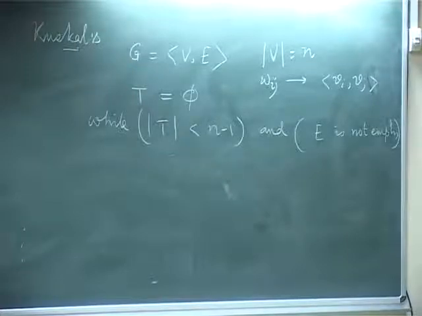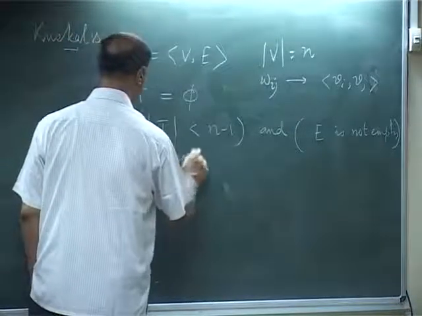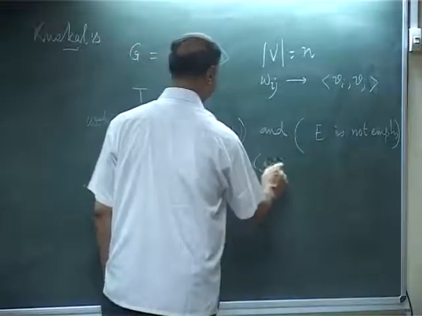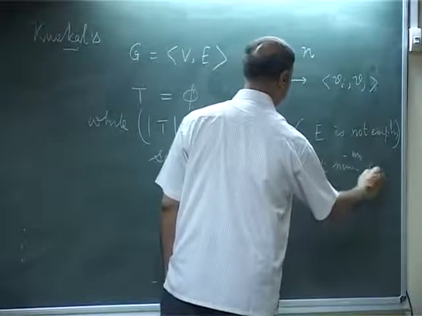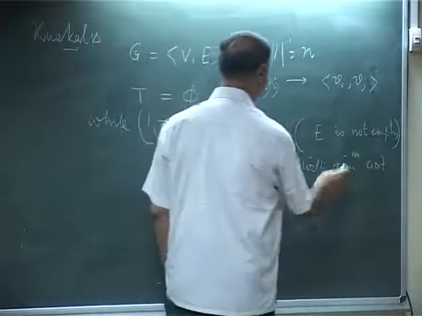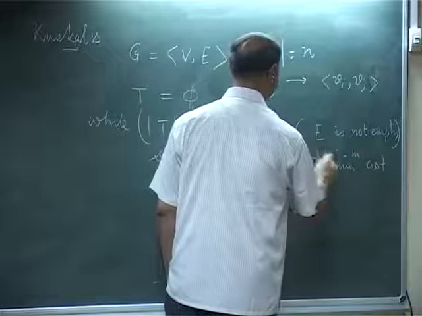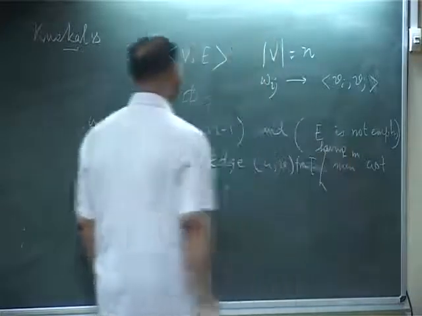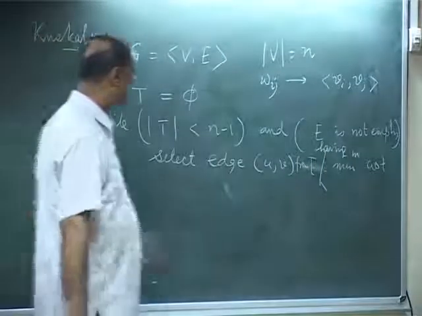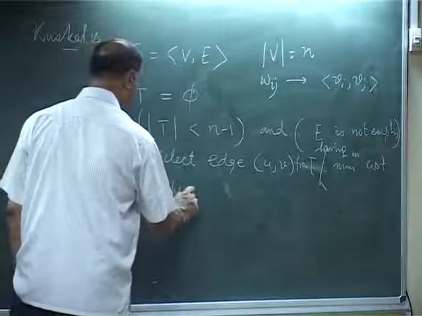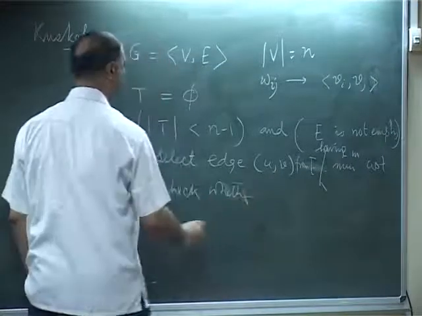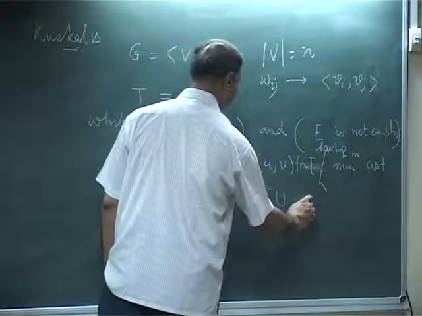select an edge UV with the minimum cost. Okay. You select an edge from E having the minimum cost. Now you see, after selecting this UV, you have to see, can I put it in my tree T? What it means is that if I put it in my tree T, it should not create a cycle. Okay, that is the thing you have to see. So check whether T union UV creates a cycle.